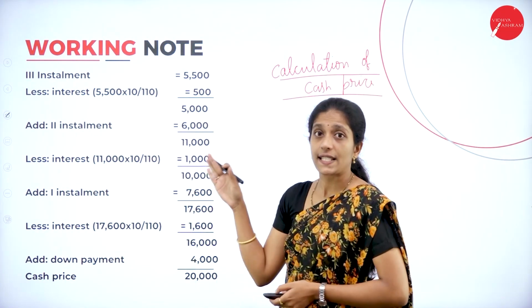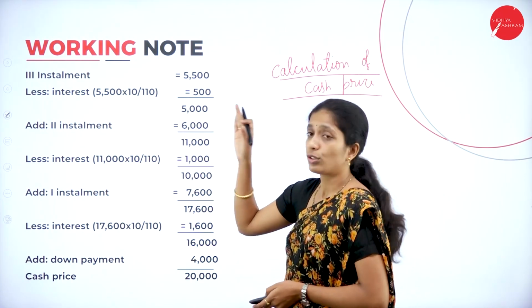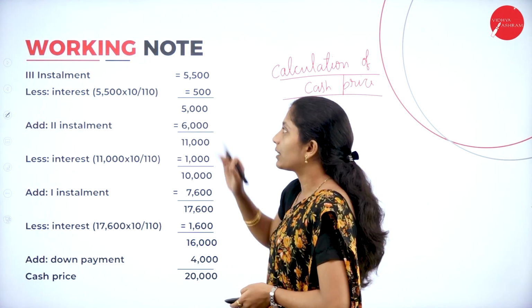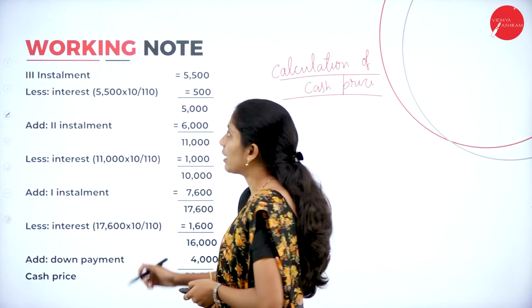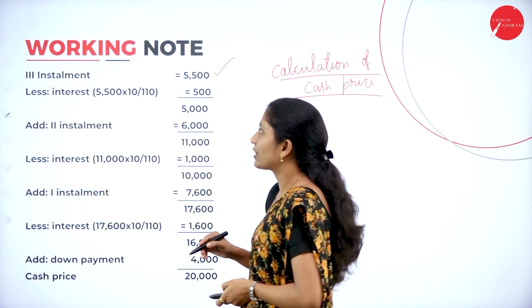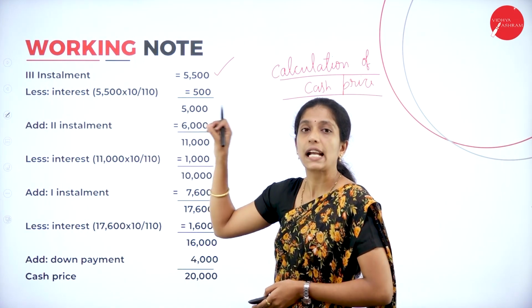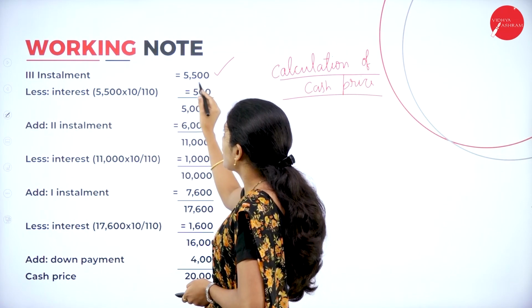Now, go through the installments. We shall start with downwards, that is, we shall continue with the third installment. What is the third installment? 5,500. This third installment of 5,500 is less interest, because they have told it is inclusive of interest.